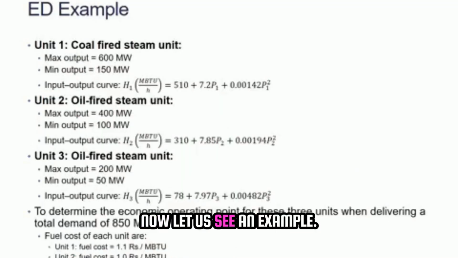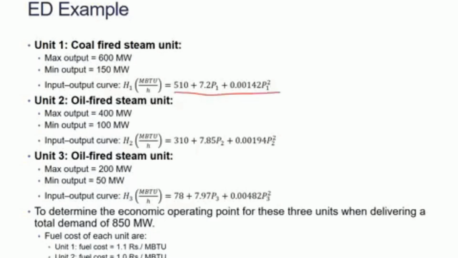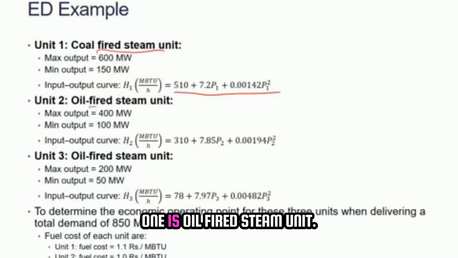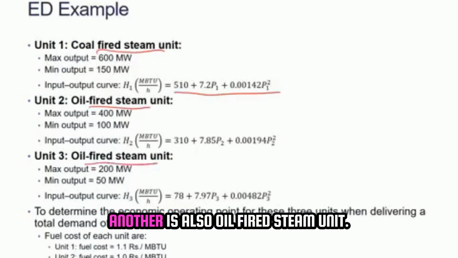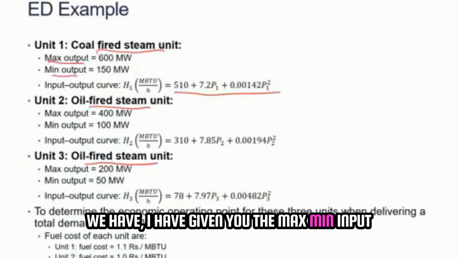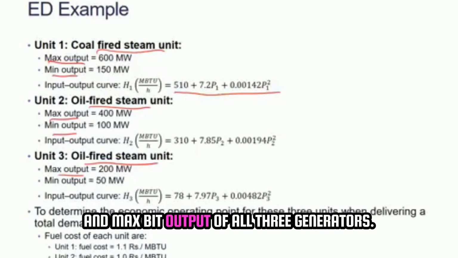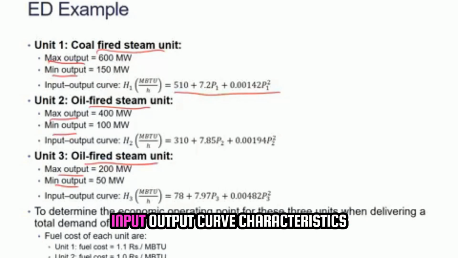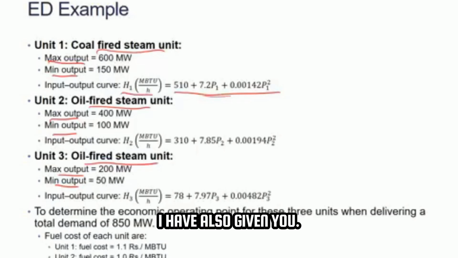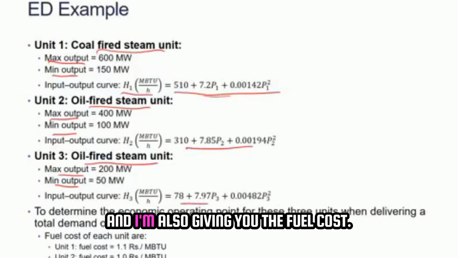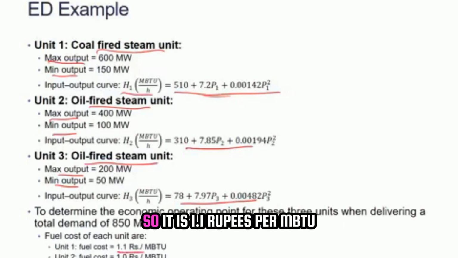Now let us see an example. Here we have three generators. One is a coal-fired steam unit, one is an oil-fired steam unit, another is also an oil-fired steam unit. I have given you the max and min input and max and min output of all three generators. Input output curve characteristics I have also given you, and I'm also giving you the fuel cost. So it is 1.1 rupees per MBTU and 1 rupees per MBTU, 1 rupees per MBTU.